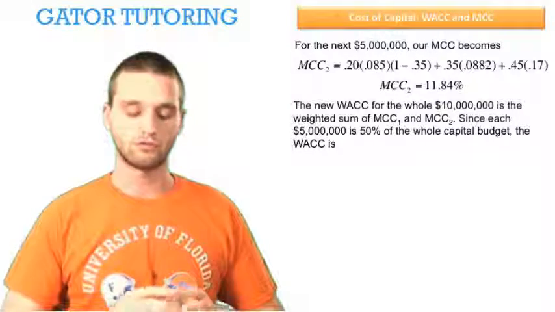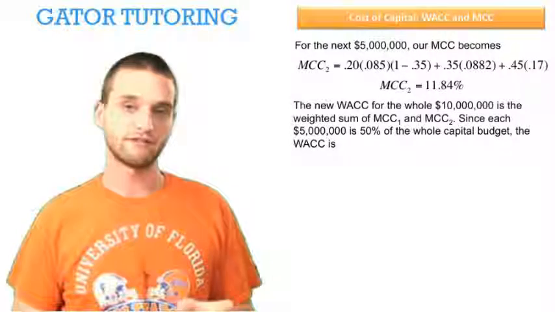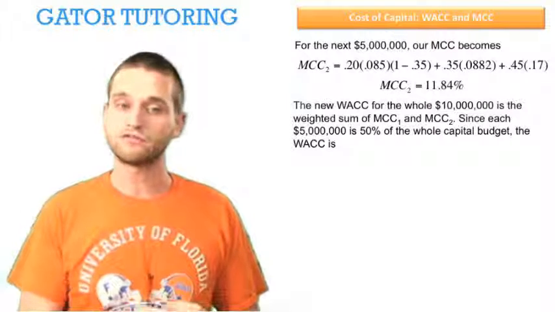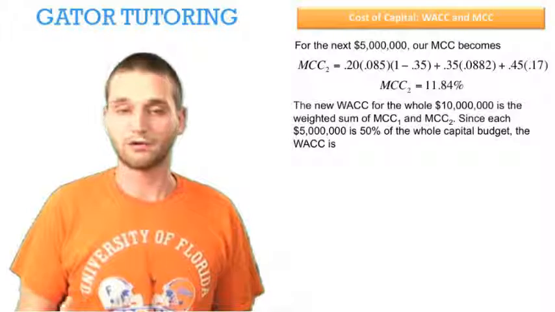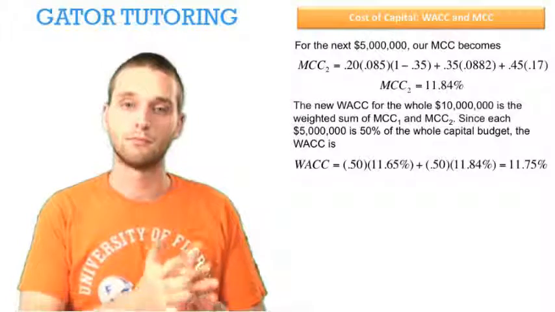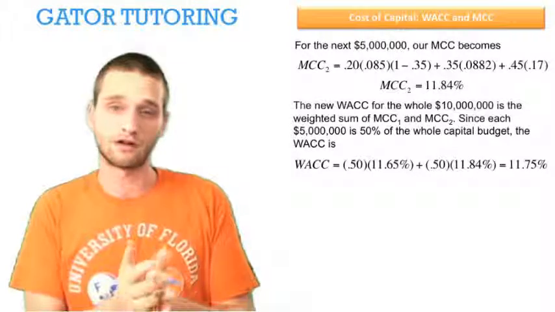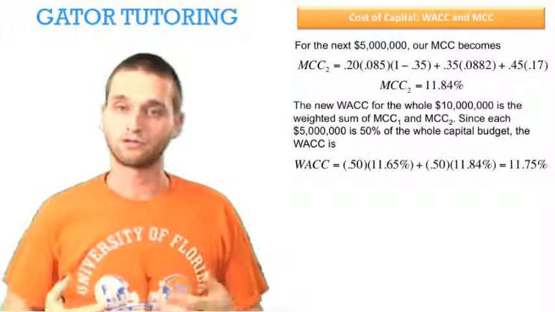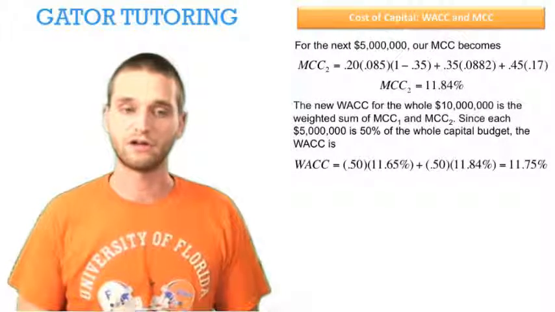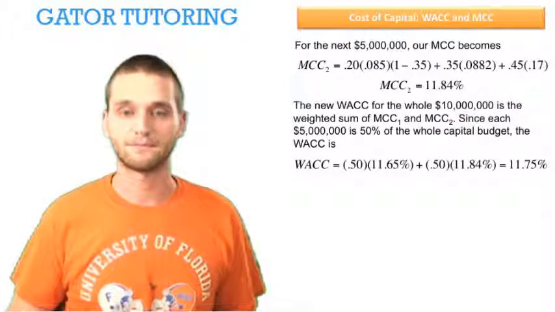So we're finding a new weighted average cost of capital. We want to look at the whole $10 million, and we know it's going to be different because the first $5 million costs a certain amount and the second $5 million costs a different amount. Since each $5 million is 50% of the whole capital budget, we can just weight each marginal cost, each interval of $5 million, and add them together. So 50% of the time, it costs the firm 11.65% per dollar we raise, and the other 50% of the time, it costs us 11.84% per dollar we raise. So the average cost for each dollar we raise of the entire $10 million is 11.75%.